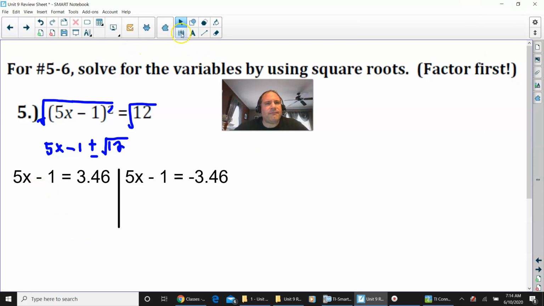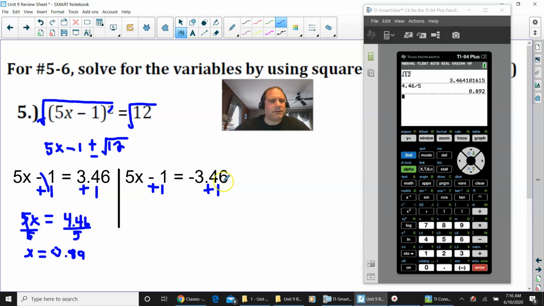So now I am ready to solve each one of these, splitting up, adding 1 on both sides, and I am going to grab my calculator one more time. So on this side, I added 1 on both sides. I have 5x equals 4.46. Always round to the nearest hundredth. Divide by 5, and you get x equals 0.892. And I'm going to round that to 0.89.